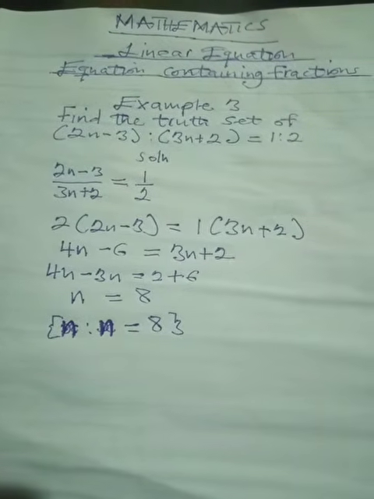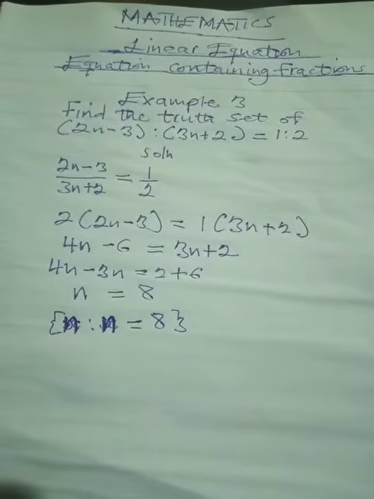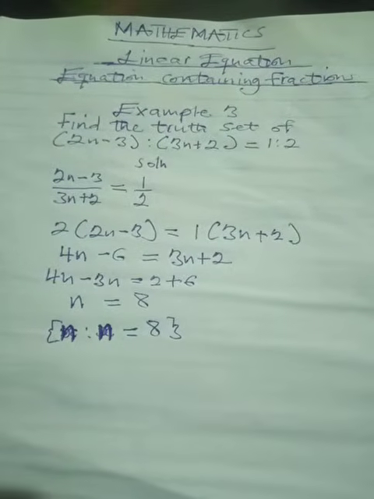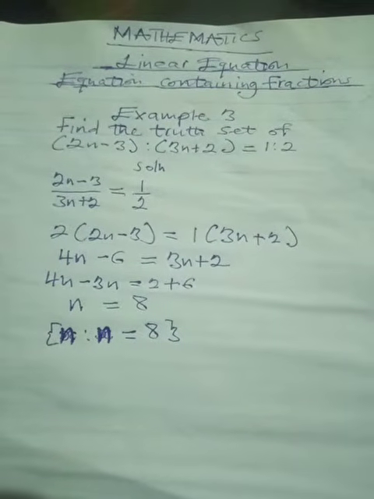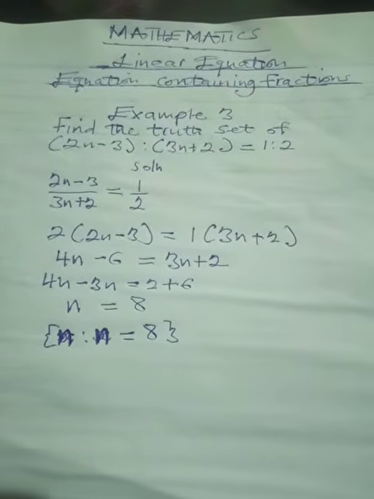I hope it is so simple. The first step is to do the cross multiplication. Then after you expand the bracket, you group the like terms, then you're able to get the n. After that, you put it into the solution set. Now we move to example 4.